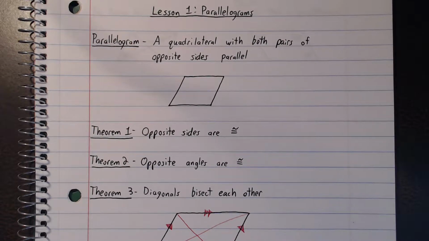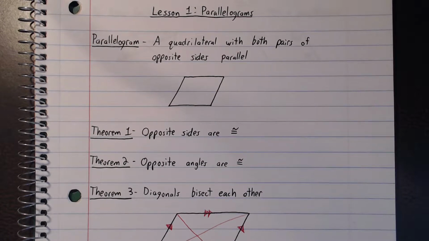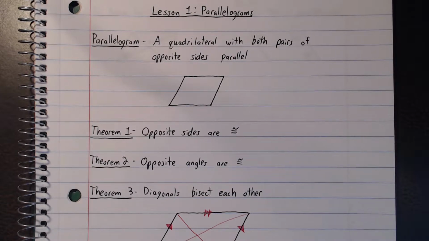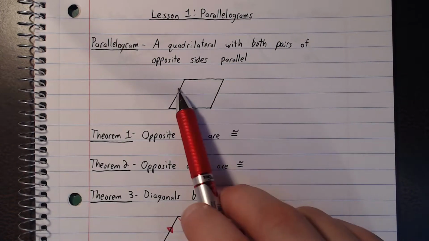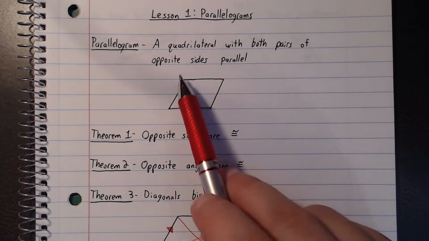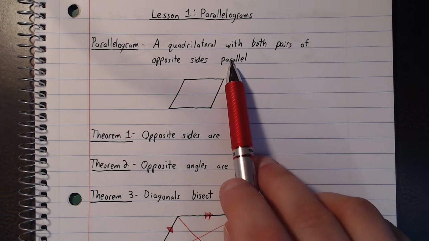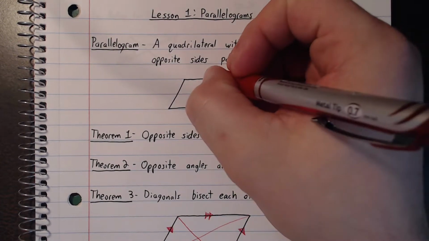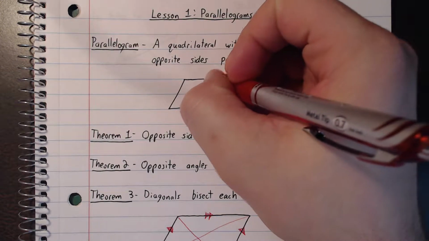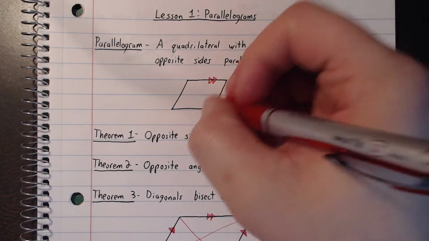Quadrilateral, by the way, if you weren't aware of this, it's just a shape with 4 sides, or a polygon with 4 sides. Okay, so here we have a 4-sided polygon, and in order to make this a parallelogram, we need to show that both pairs of opposite sides are parallel. Hopefully you remember that the symbol for parallel is little triangles.